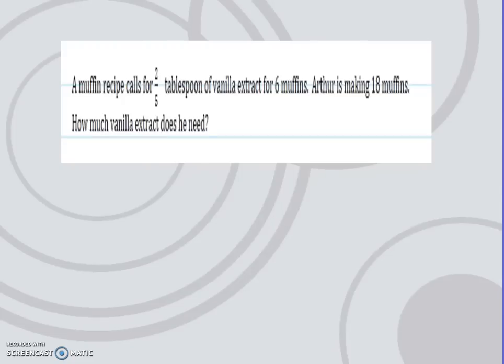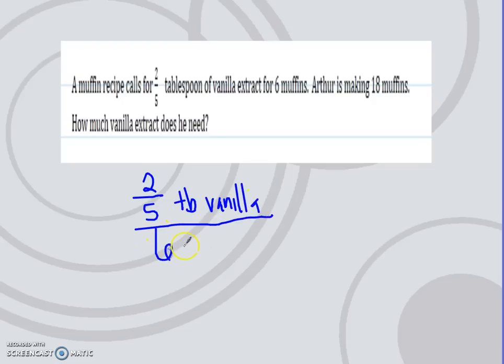A muffin recipe calls for 2/5 tablespoon of vanilla extract for 6 muffins. Arthur is making 18 muffins. How much vanilla extract does he need? All right, so we have 2/5 tablespoon of vanilla. And that's for 6 muffins. And Arthur is making 18 muffins.